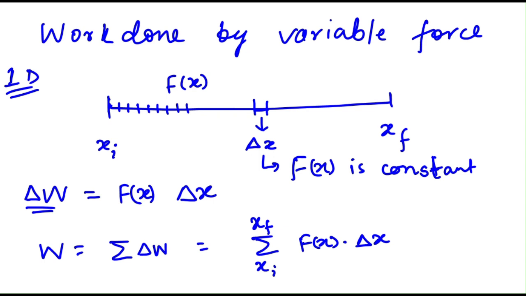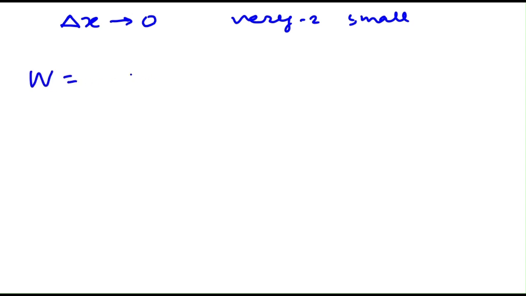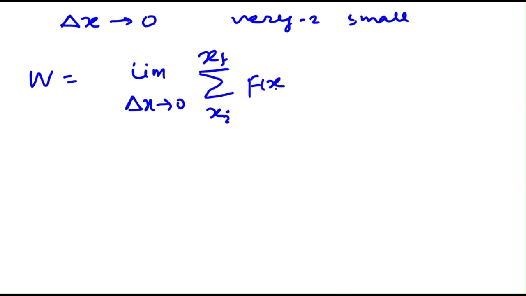Now, if we are choosing one more thing here, and we are taking the limit that delta x tends to 0, that is very, very small, then we have work done equals, almost, limit delta x tends to 0, and then summation from initial x to final x of F(x) delta x, and this thing we represent as integration, a kind of continuous summation, we say integration.